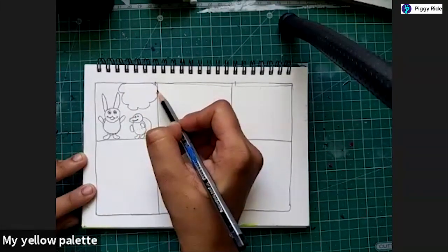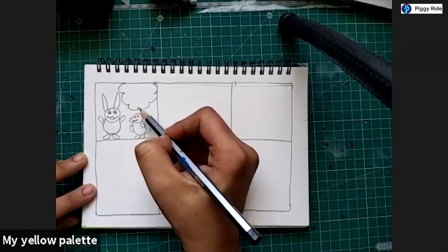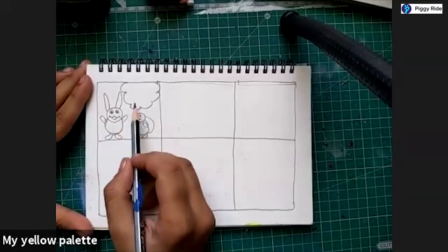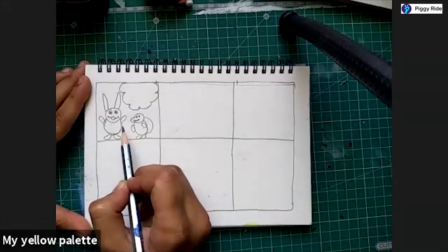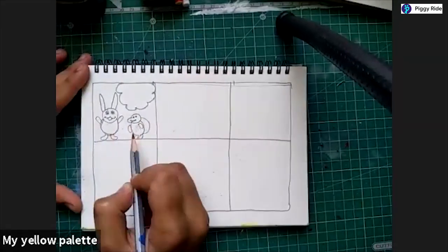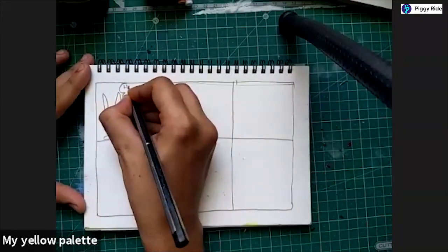Okay, I created a cloud like this. Easy. So now here we have to write what they are speaking to each other. This is the first box where they are having a conversation that let's have a race. So here in the box we will write, hey turtle.